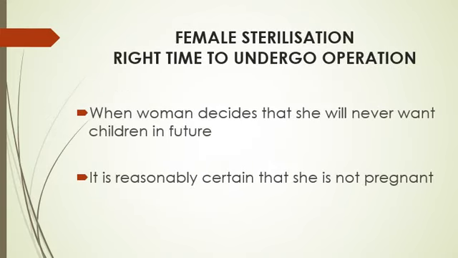What is the right time to undergo this operation? When a woman decides that she will never want children in the future, that means that is the finishing of her obstetric career, and it is reasonably certain that she is not pregnant. This is why usually it is not performed during the latter half of the menstrual period.